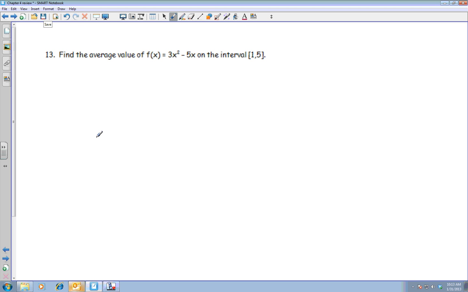Alright, this is number 13. Find the average value of f of x equals 3x squared minus 5x in the interval from 1 to 5. So remember, average value is your 1 over b minus a times the integral from a to b of your f of x.